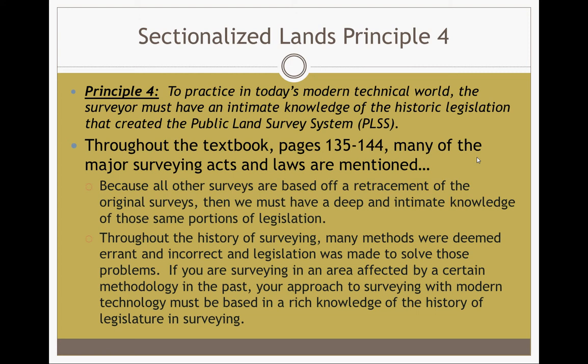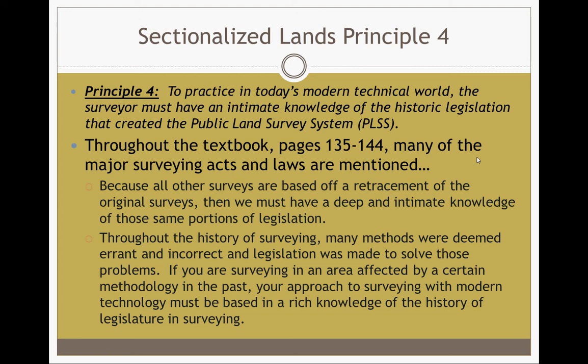Principle 4: to practice in today's modern technical world, the surveyor must have an intimate knowledge of the historic legislation that created the public land survey system. Now, throughout the textbook, and we're going to talk about some of these, many of the major surveying acts and laws have been mentioned, and I really encourage you to just take a moment, breathe, and read it. It's very important. Because all other surveys are based off a retracement of the original, we must have a deep, intimate knowledge, once again I go with that deep word, of those same portions of legislation. You need to be able to understand what happened with the Land Ordinance of 1785, and then what happened with the Act of 1805.